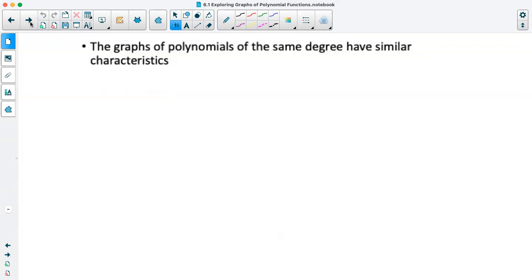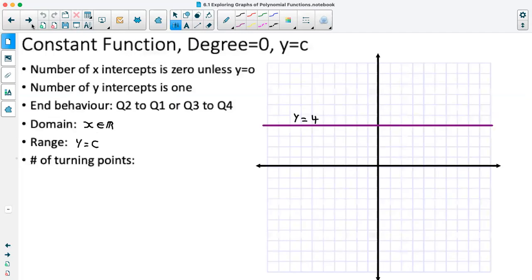Now, the graphs of polynomials of the same degree have similar characteristics. So we'll look at a few different degrees, starting at degree 0. If we have degree 0, we essentially have y is equal to some sort of constant. We don't have an x in the equation. In that case, that gives us a horizontal line.